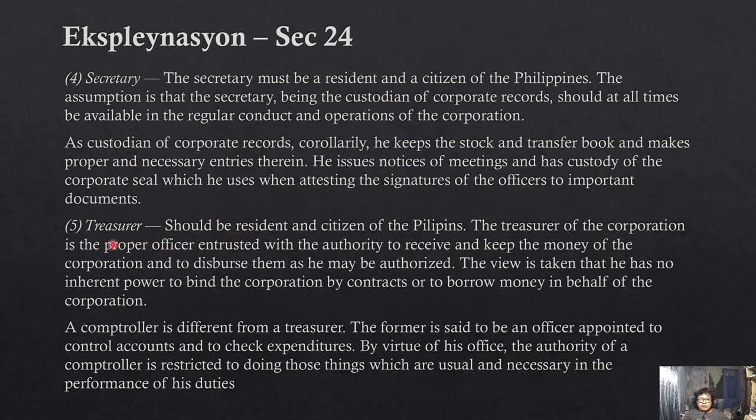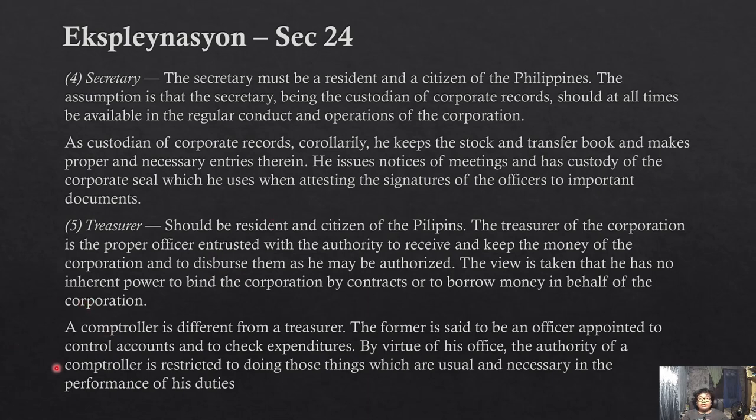Now the treasurer. Resident and citizen. The treasurer of the corporation is the proper officer entrusted with the authority to receive and keep the money of the corporation and to disburse it as may be authorized. So basically the treasurer manages the finances of the corporation. The view is taken that he has no inherent power to bind the corporation by contracts or to borrow money on behalf of the corporation. He is only the keeper of the money, but what to do with the money is not his decision. Of course, that is the board's.